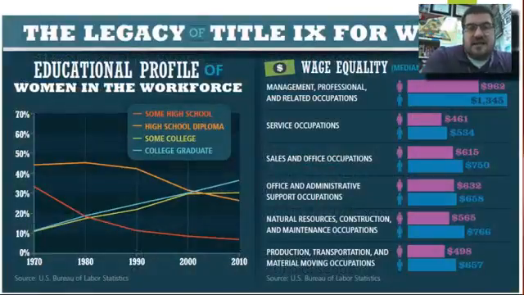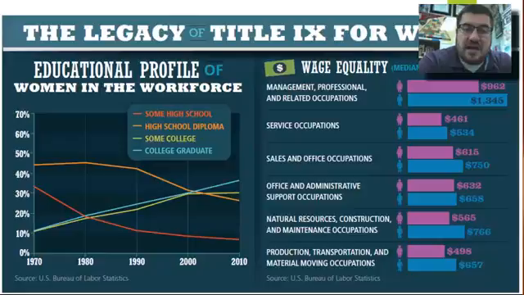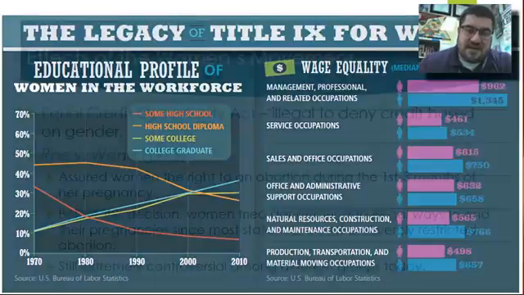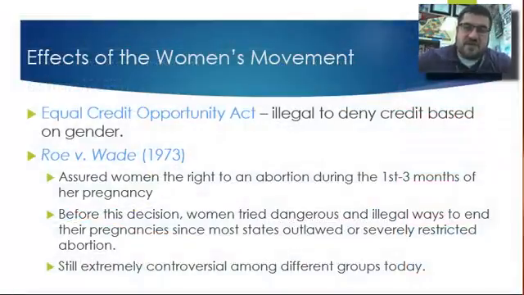Here is some legacy information of Title IX for women. You can see now that we're paying more attention to women in education, from 1970 to 2000, the women with some college and college graduates in the workforce increases a lot. And the other side of that is that women still are not making as much as men for the same job. We'll talk about that in a minute. Other effects, the Equal Credit Opportunity Act means that you cannot be denied credit, a credit card, a housing loan, things like that, based on your gender.